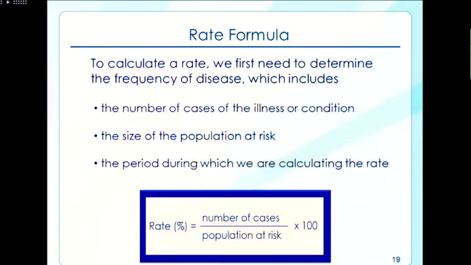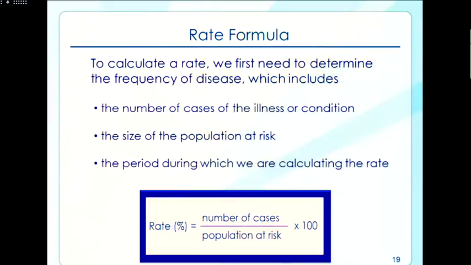To calculate a rate, we first need to determine the frequency of disease, which includes these three components: the number of cases of the illness or the condition we're counting, the size of the population at risk, and the period during which we're calculating the rate. The formula shown on the slide provides the number of cases as a percentage of the population for a given period. So let's say, for example, that you want to find out how common it is in your city whether people don't wear seatbelts while they're driving.